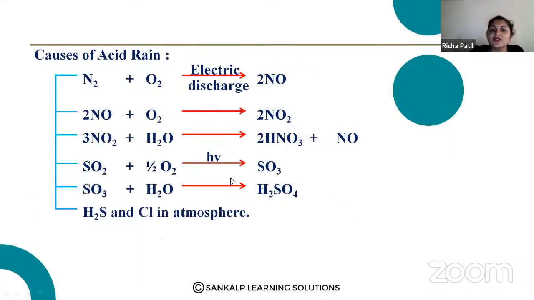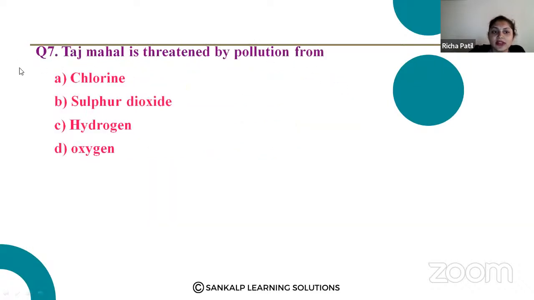So these are the different causes of acid rain. These are the various reactions which occur when acid rain occurs. Okay, so next question we'll see. Taj Mahal is threatened by pollution from. Option B, ma'am. Yes, option B, sulfur dioxide. Right.